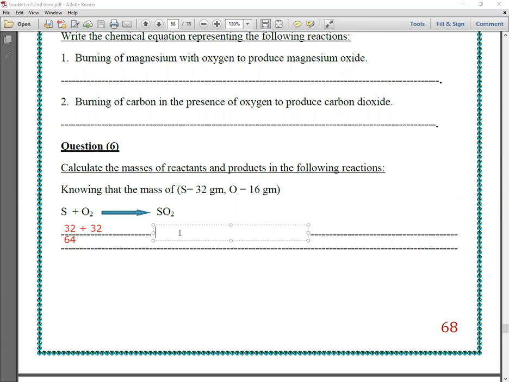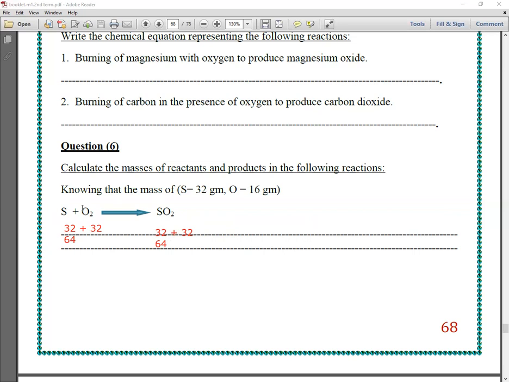Here, SO2, sulfur 32 plus 2 times O, 2 times 16 equals 32. So 32 plus 32 equals 64. So these reactions achieve the law of mass.